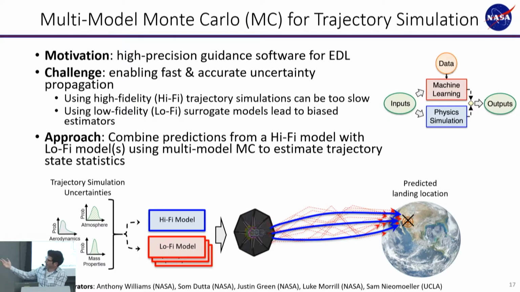Here's a diagram of what we're trying to do. We have probably dozens of random variables going into the simulation. We're developing different low-fidelity models and trying to use those in conjunction with a high-fidelity trajectory simulation model to make fast predictions of statistics.